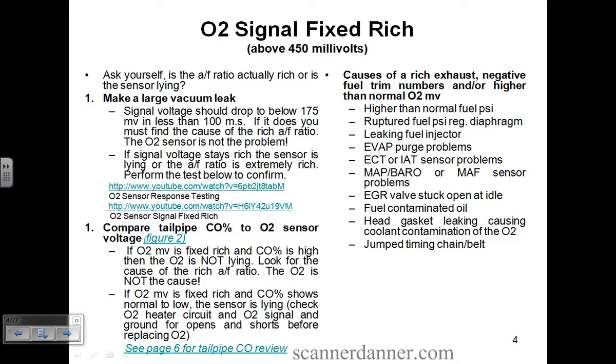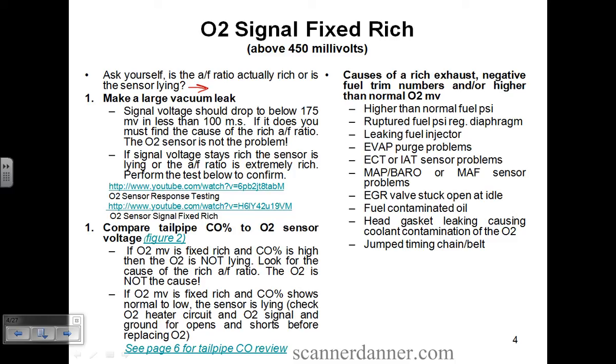False rich. A rich signal from the O2, but the O2 is actually dead. That's what I mean by lying. If the sensor's lying, you can write a note in there if you need to, right under that question. What do I mean by a lying sensor? A lying sensor would be one, in this case, that's reporting a rich signal, but it's a dead sensor. Sensors become contaminated, and they can do this. You can have an O2 fixed rich and it not be a rich condition at all.